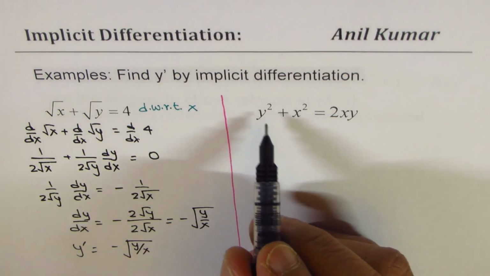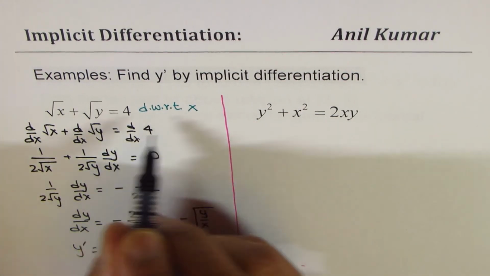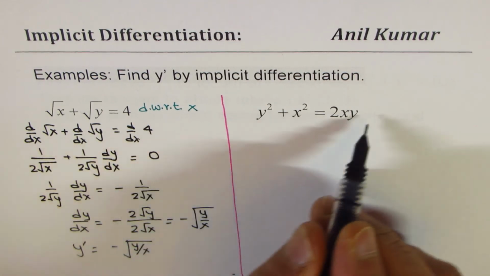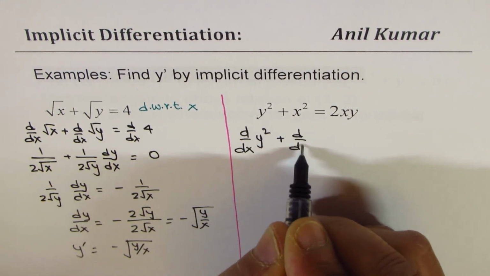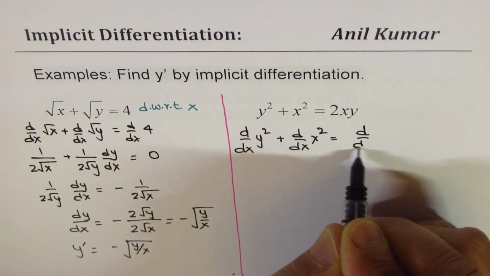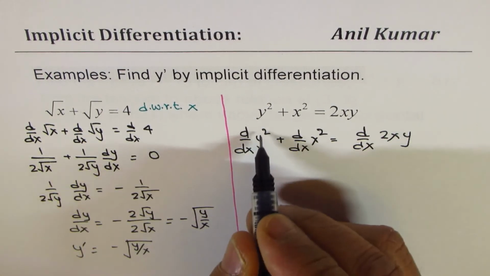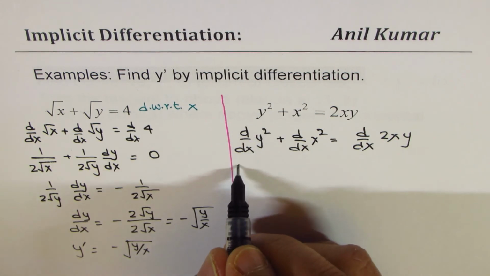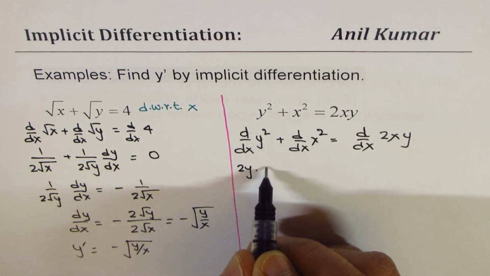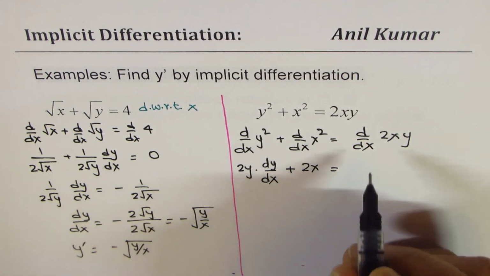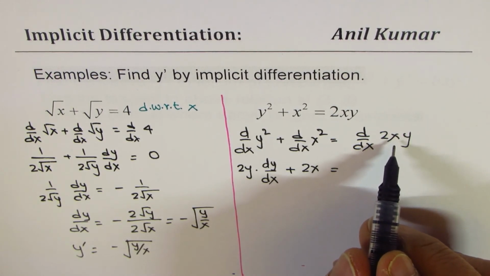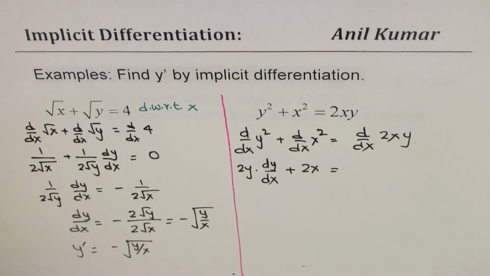The second one here is y square plus x square equals 2xy. Let's again do differentiation with respect to x on both sides. That is to say, d/dx of y square plus d/dx of x square equals d/dx of 2xy. Correct? So this is, apply the chain rule. 2 times y is the derivative, times the derivative of the inside function, which is dy/dx. Here we get plus 2x equals. Now we need to apply the product rule here. You could consider 2x as one of the functions, the other one we will treat as y, right?